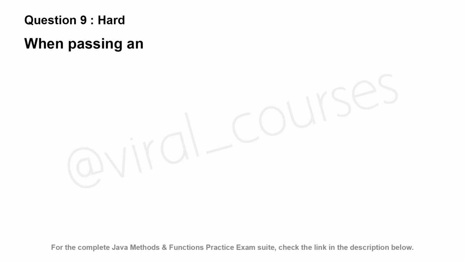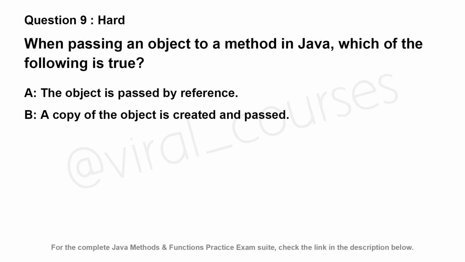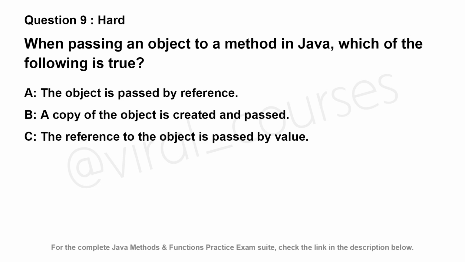When passing an object to a method in Java, which of the following is true? Option A. The object is passed by reference. Option B. A copy of the object is created and passed. Option C. The reference to the object is passed by value. Option D. Objects cannot be passed to methods.